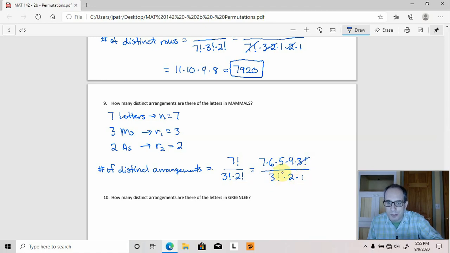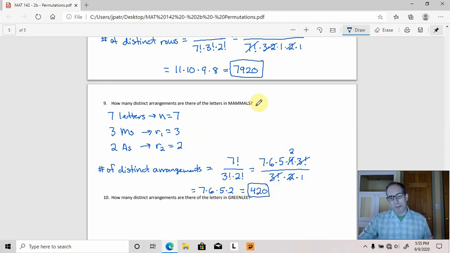But we can cancel those 3 factorials. And then 2 goes into 6, also goes into 4. I'll use the 4 and just say 2 goes into 4 twice. So this ends up being 7 times 6 times 5 times 2. So let's see, that's 42 times 10. So that's 420. And that's the answer.